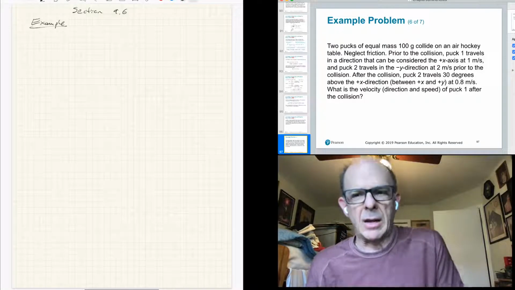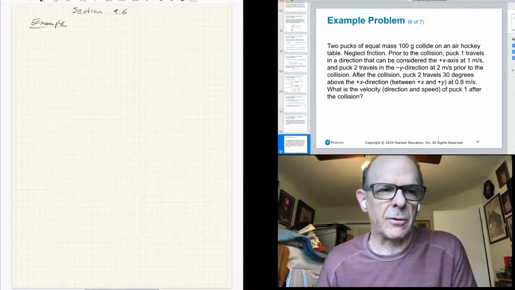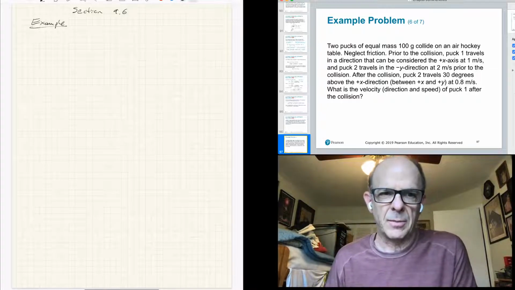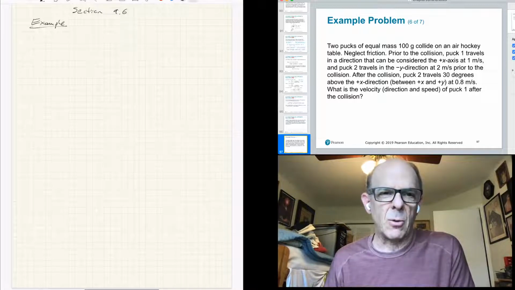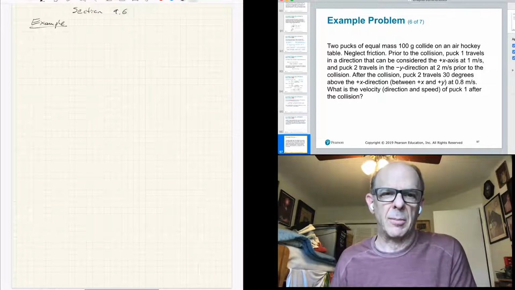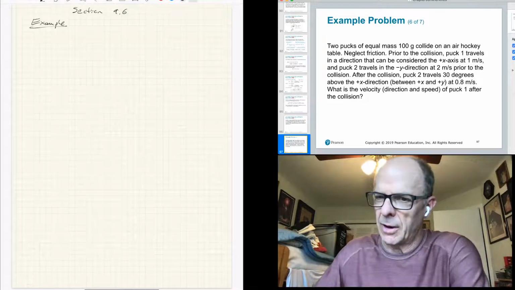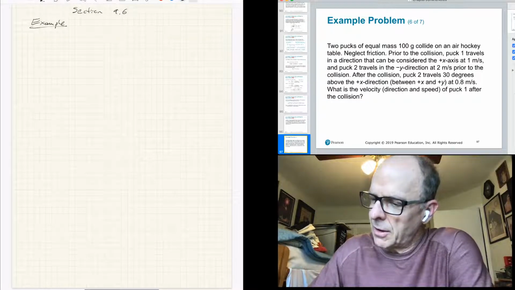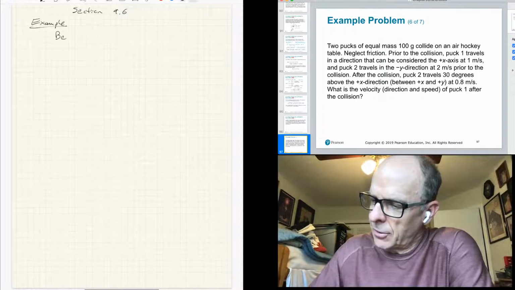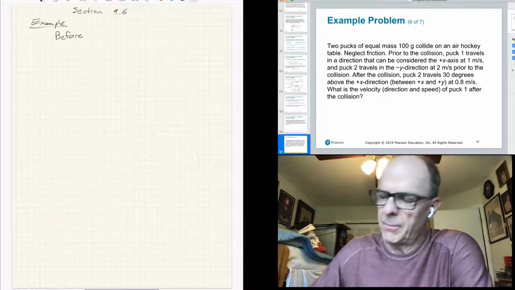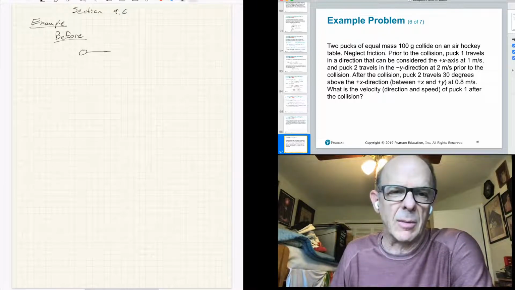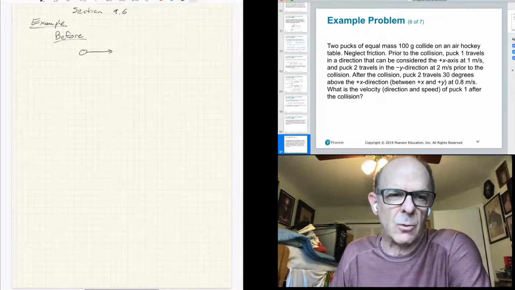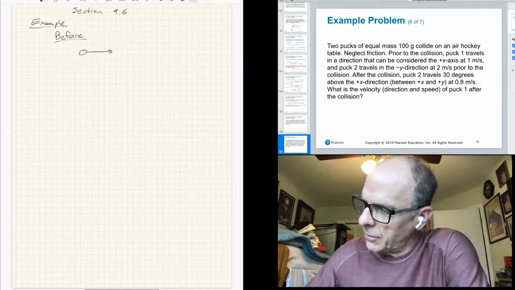In this one, we have air hockey pucks, where we're neglecting friction. They each have 100 grams mass. Prior to the collision, puck 1 travels in a direction that can be considered the plus x axis at 1 meter per second. So remember, with a conservation problem, we have a before and an after. Our before picture: the problem tells us that puck 1 is traveling in the plus x direction, and puck 2 is traveling in the minus y direction, and they run into each other.